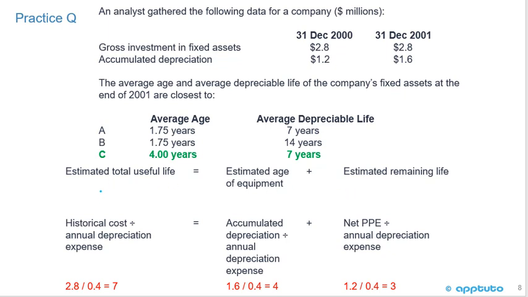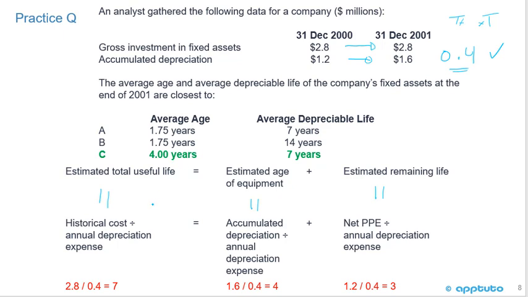That makes perfect sense. So we can estimate the total useful life by looking at the historical cost divided by the annual depreciation expense. The estimated age of the equipment we can calculate by the accumulated depreciation divided by the annual depreciation expense. And the estimated remaining life we can calculate as the net PP&E divided by the annual depreciation expense. The only thing you needed to do here, you can see that the gross investment did not change and the accumulated depreciation went up. So we know the annual depreciation expense was 0.4. 1.6 minus 1.2 gives us 0.4, because recall, we debit depreciation expense and credit accumulated depreciation. That was the first calculation that we needed to do.